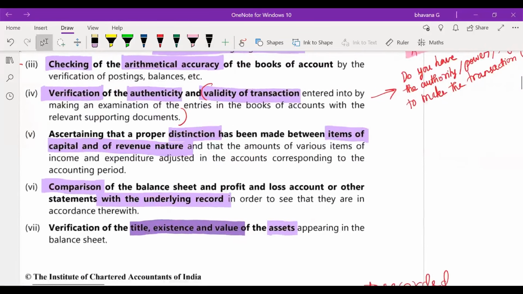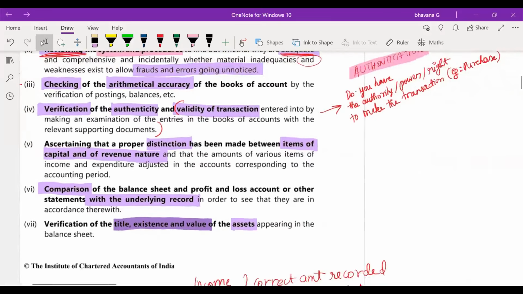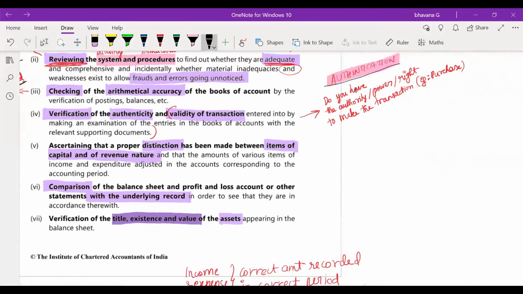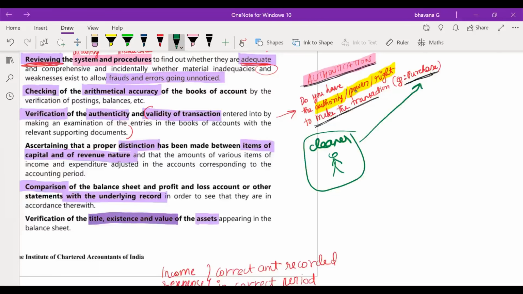Next, they tell you verification of authenticity and validity of transactions. That means you have to verify whether a transaction that has been made is authentic. Suppose you have made a purchase, is the transaction within your authority or power, is it a right that you have to purchase? Suppose this is a cleaner boy, a person who cleans our company premises. He went and purchased raw materials for the company. Do you think this will be within his authority or power? What do you guys think? Will this cleaner boy have the authority or the power to make this purchase? Yes or no?